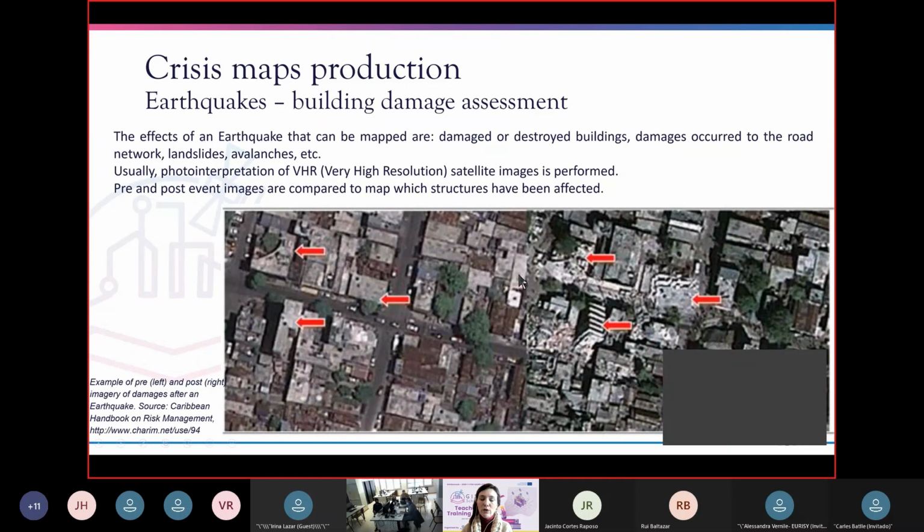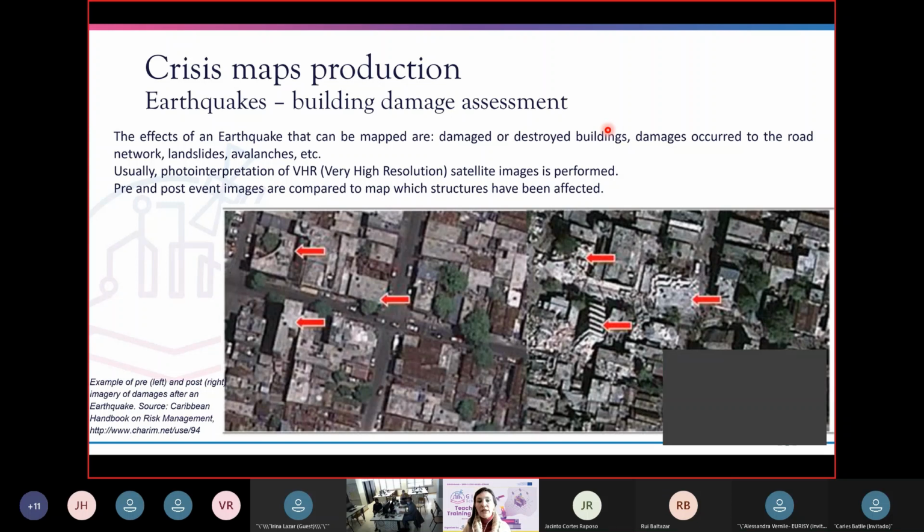So what we are discussing here is mainly, as you can see here, building damage assessment, even if the damage was not triggered by an earthquake. Okay, sorry.